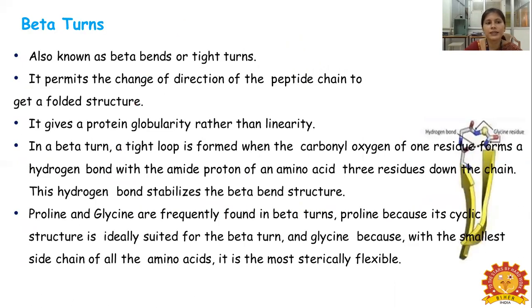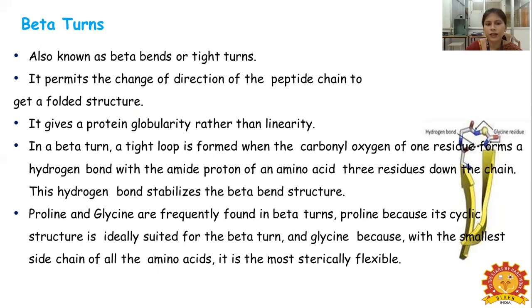So now we can see that beta turns are also called beta bends or tight turns. It permits the change of direction of the polypeptide chain to get a folded structure. It gives a protein globularity rather than linearity because it is more compact. So in a beta turn, a tight loop is formed when the carboxyl oxygen of one residue forms a hydrogen bond with the amide proton of an amino acid three residues down the chain. And this hydrogen bond stabilizes the beta bend structure.